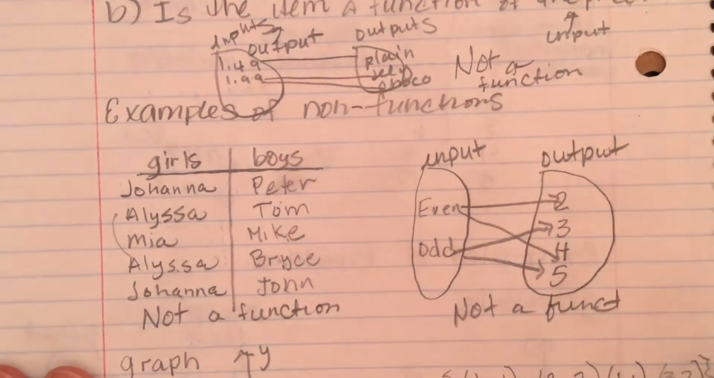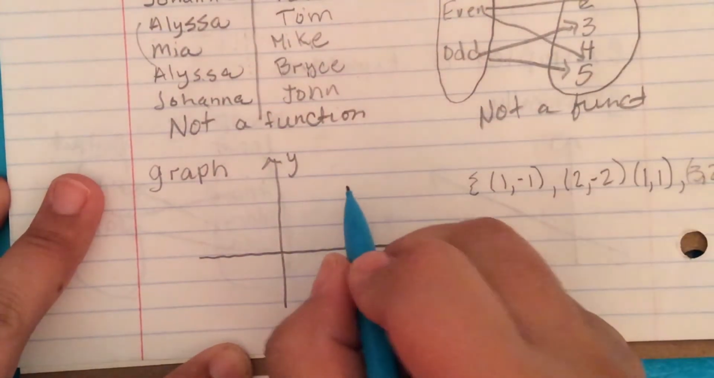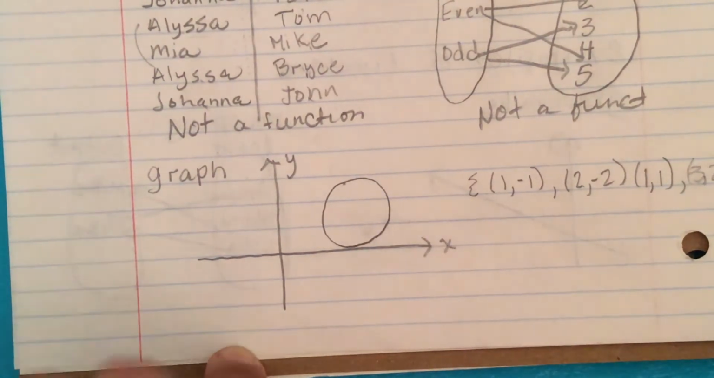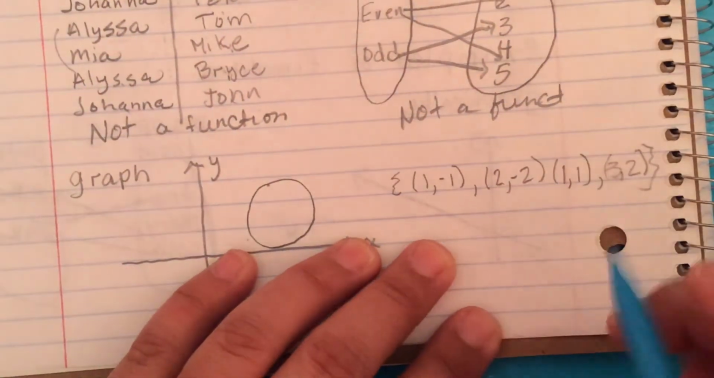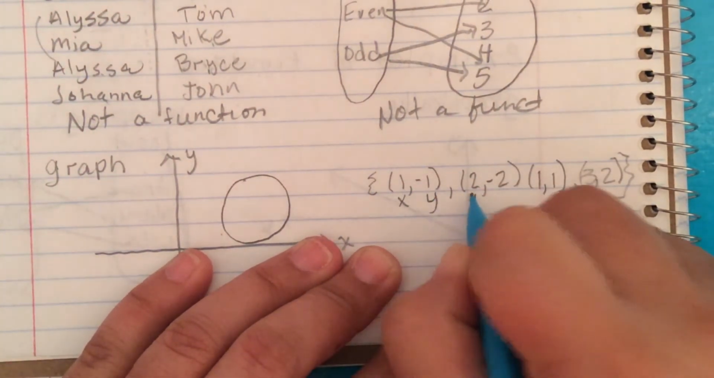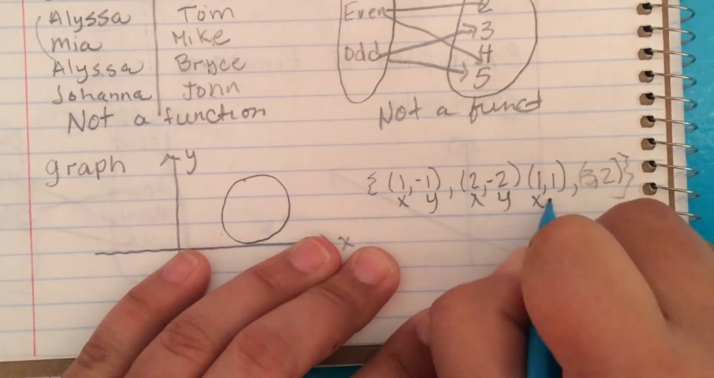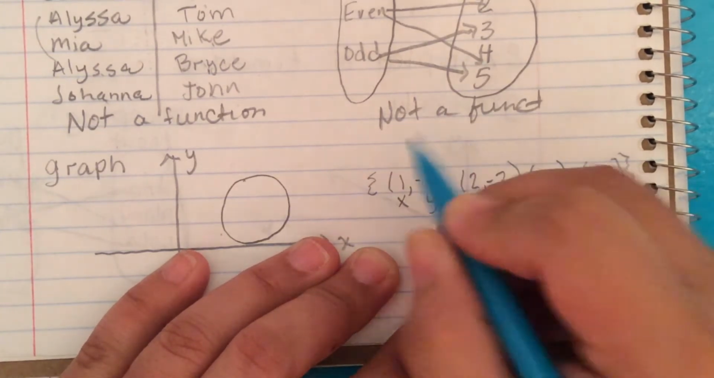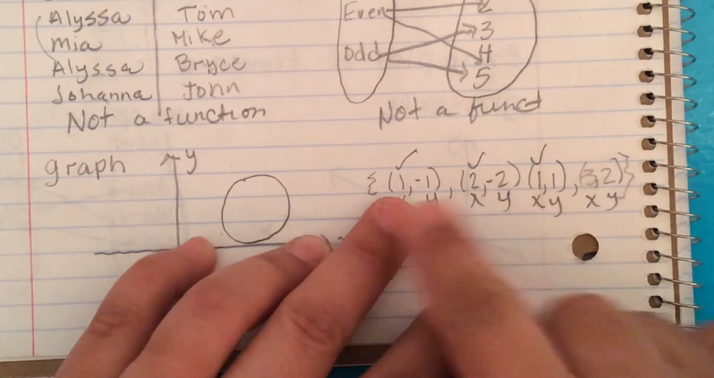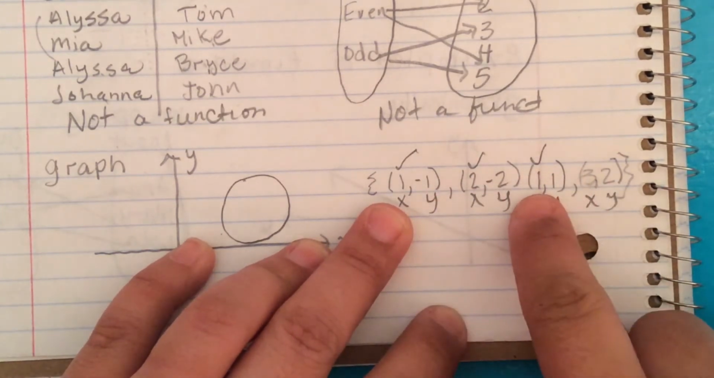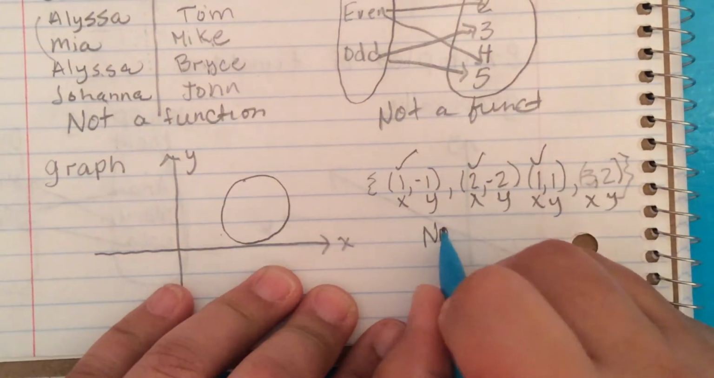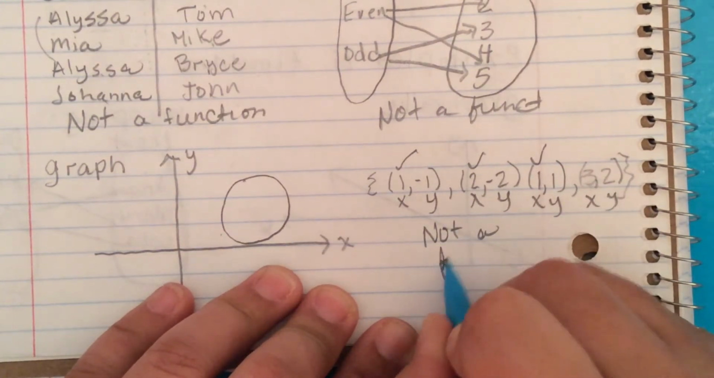Okay, graphically, what's not a function? A circle is not a function. And then if you have a set of ordered pairs, you have your x and your y, x, y, x, y, x, y. So look at your x's. They repeat right here. 1 is going out with -1, and 1 is going out with +1. So not a function. Not a function here.